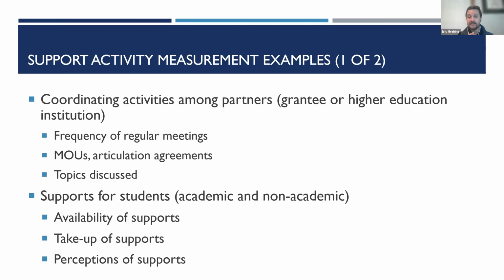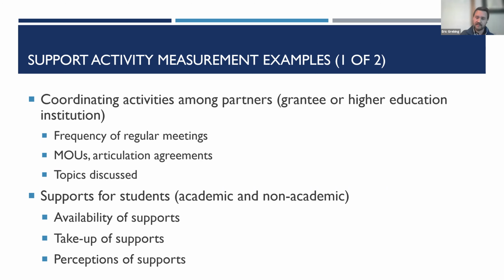Another huge bucket of activities are the supports for students. And these are all of those different things you can think about in the academic bucket. So things like tutoring, maybe access to a writing center or other things like that. And also non-academic supports. So things that are attending to students' needs outside of the classroom and potentially taking care of things like transportation and other areas like that that might be barriers that students need to overcome in order to be successful.